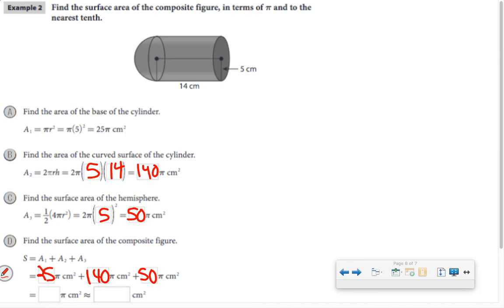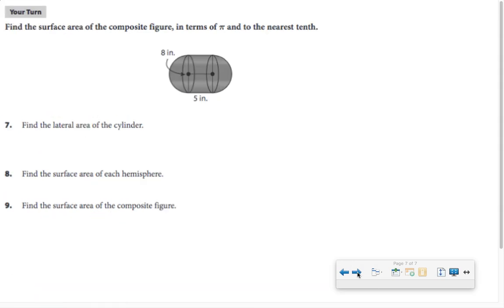When I evaluate that, I have 215 pi, which is approximately 675.4, the surface area of this composite figure.